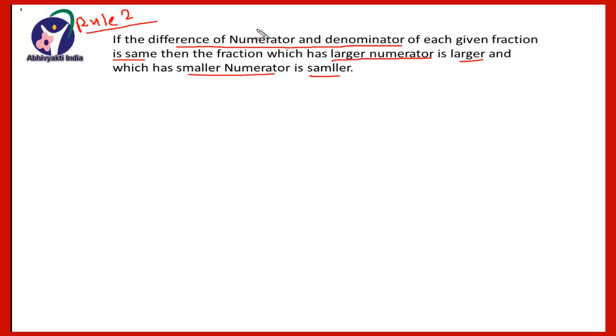If that difference is same, then the fraction which has larger numerator is larger and which has smaller numerator is smaller. For example, the numbers are 4 by 5, then another number is 6 by 7, and the third number is 7 by 8. Now here you see that the difference between this numerator and denominator is 1. Here also the difference is 1. And in the third fractional number, the difference between the numerator and denominator is 1.